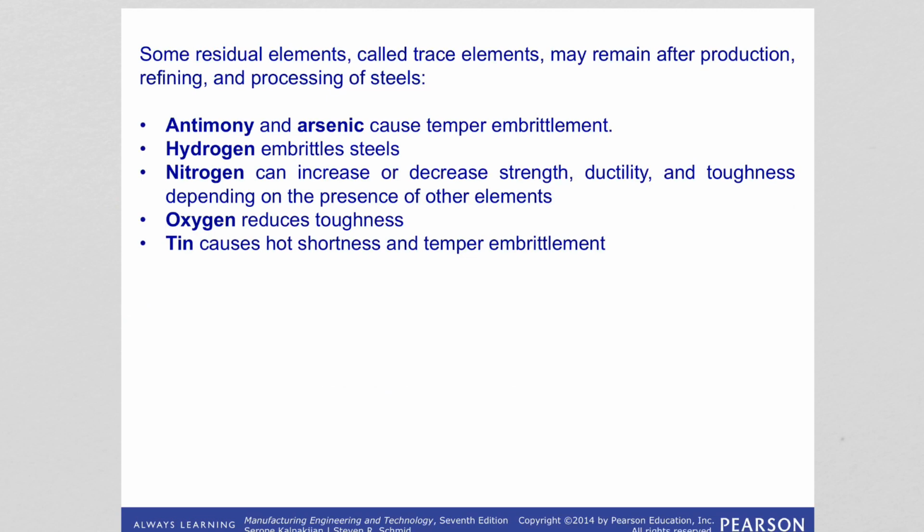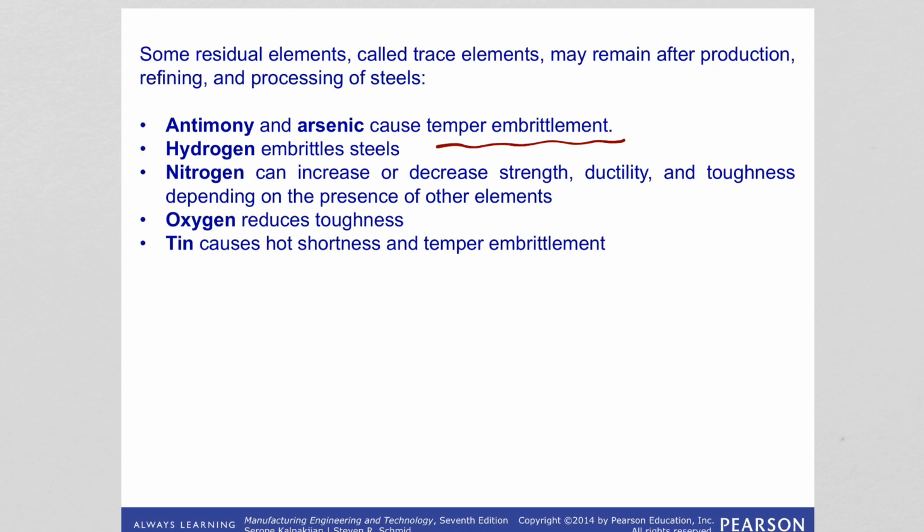So there are some residual elements called trace elements. They may remain after refining and the processing of the steels. What are these? Antimony and arsenic, which can cause temper embrittlement. So what is temper embrittlement?